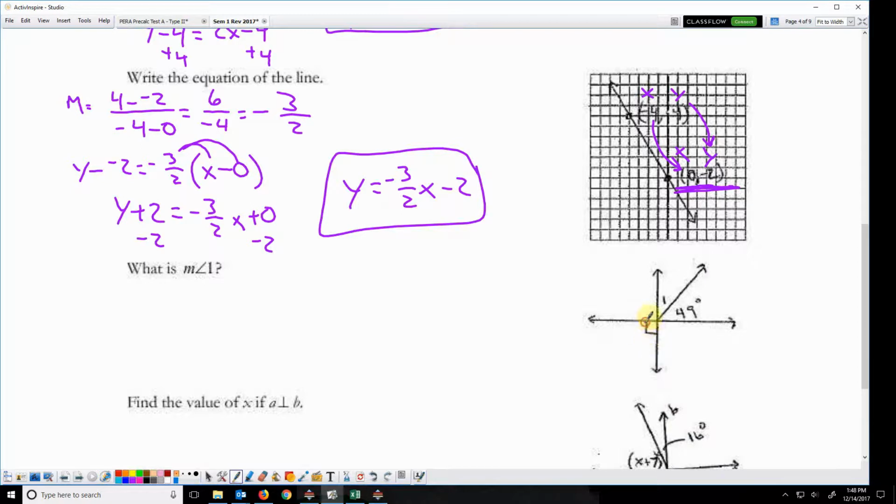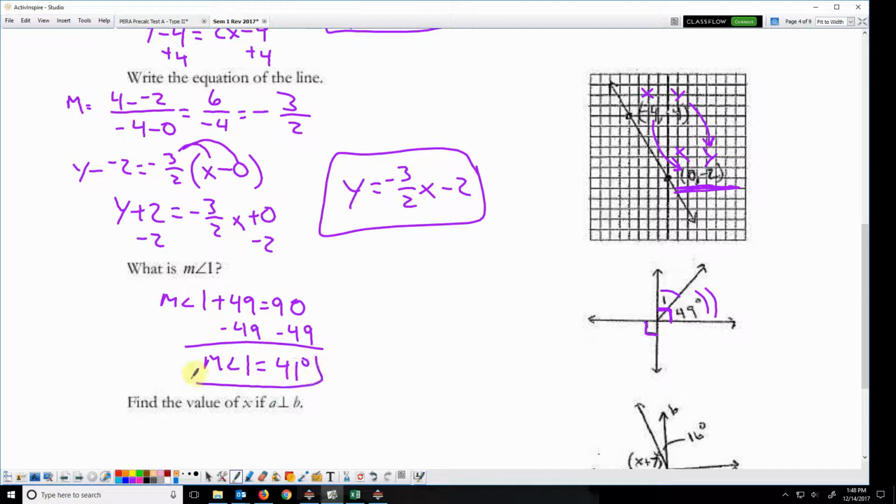The measure of angle 1, if I've got a right angle here, then my vertical angle is also a right angle. So I know these two angles have to add up to 90 degrees. So the measure of angle 1 plus 49 is 90 degrees. Minus 49, so the measure of angle 1 is 41 degrees.